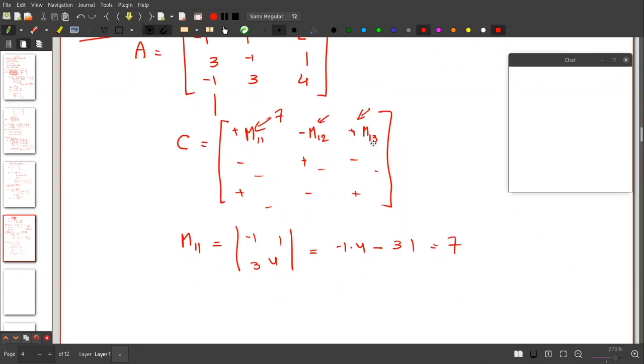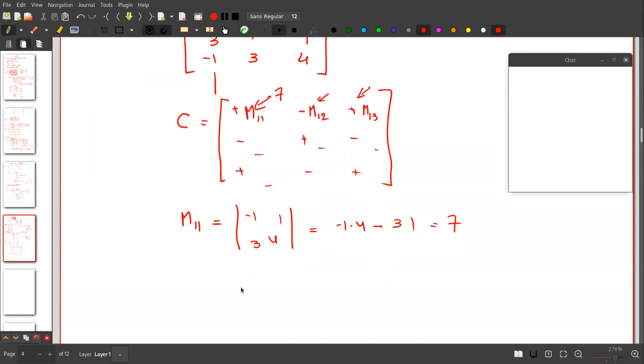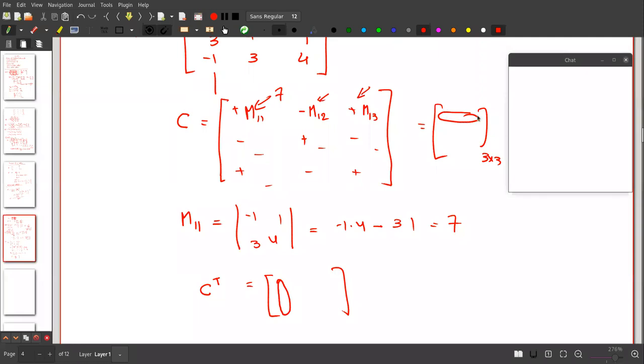Okay, so when you get the cofactor matrix, then you can calculate the C transpose. So it is some 3 by 3 matrix now. So each row of this matrix becomes the column of this matrix. Okay, I'll be a bit slow. So each row of this matrix becomes the column of this matrix. So now you calculate the C transpose via calculating these minors. With these minors, you will get this cofactor matrix.